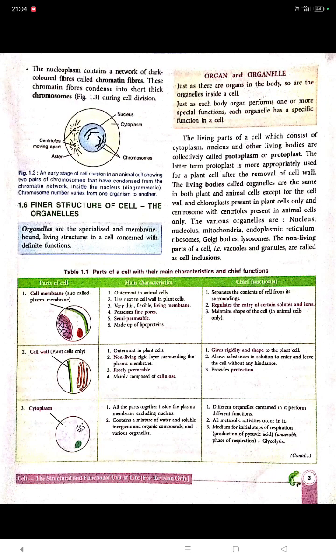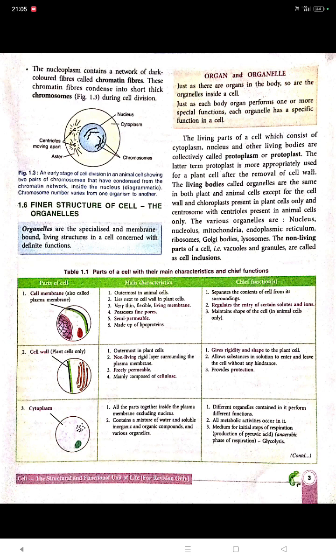Next, the nucleoplasm contains a network of dark colored fibers called chromatin fibers, and these chromatin fibers condense into short, thick chromosomes during cell division. During cell division, what will happen?